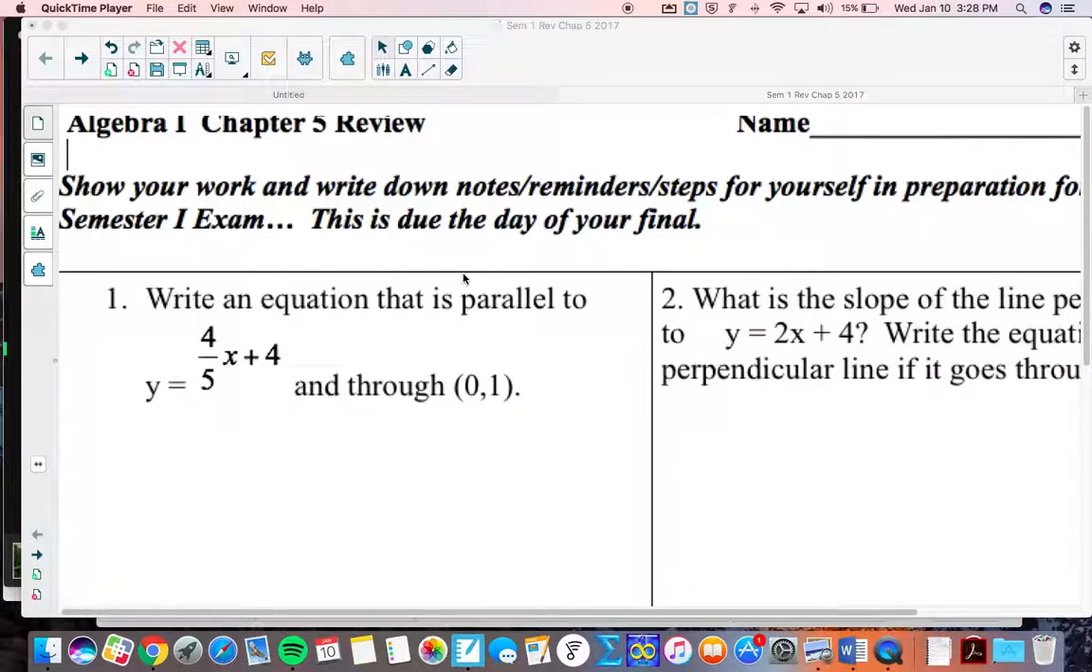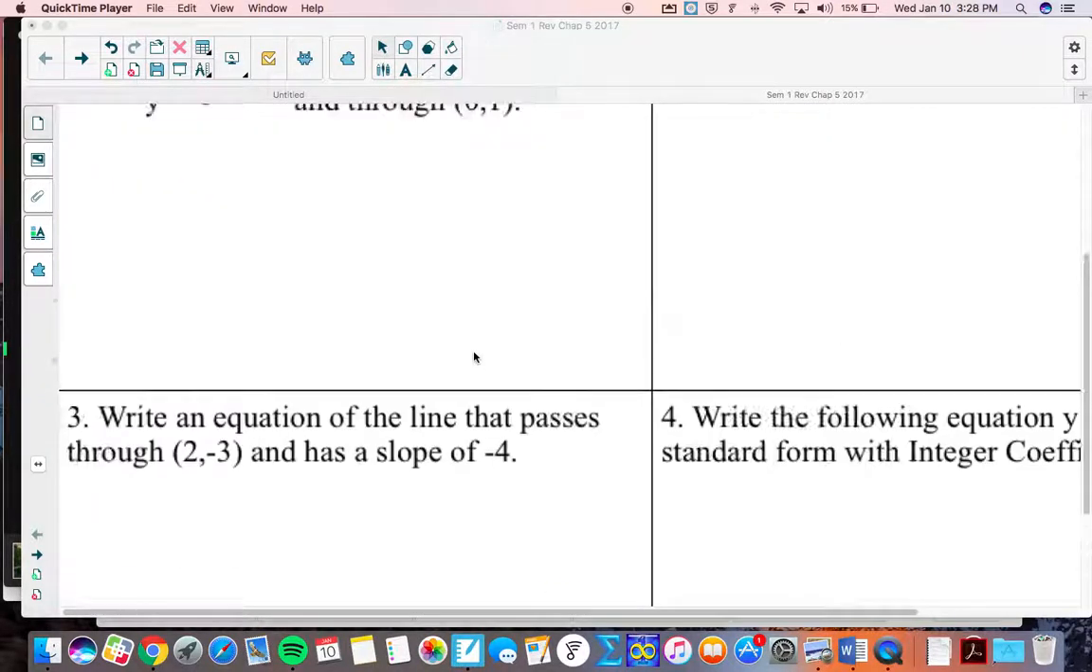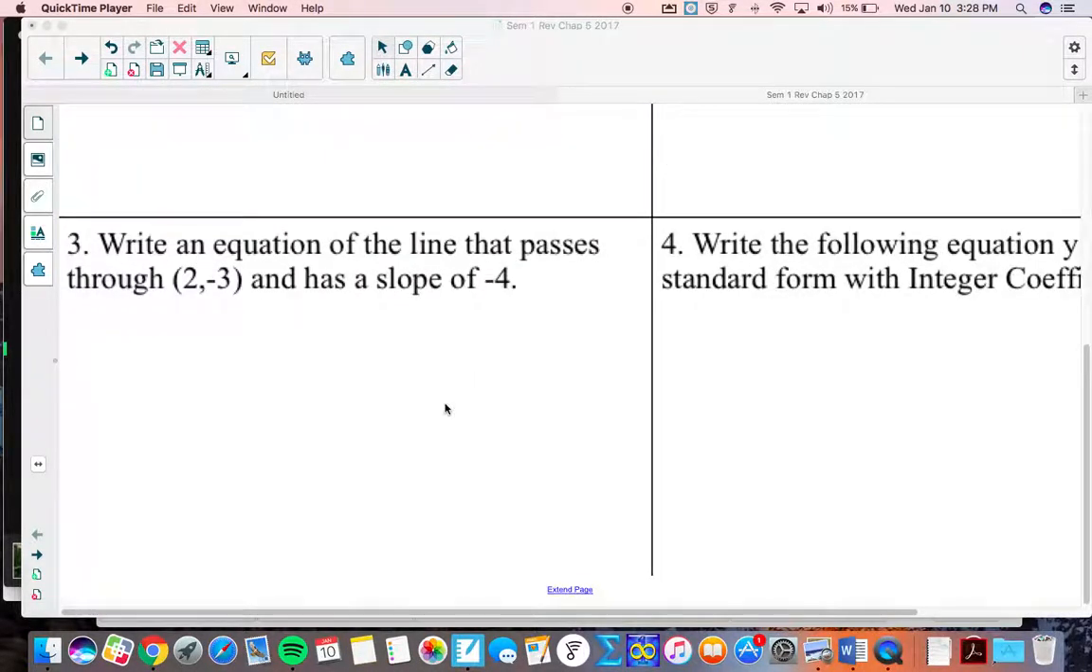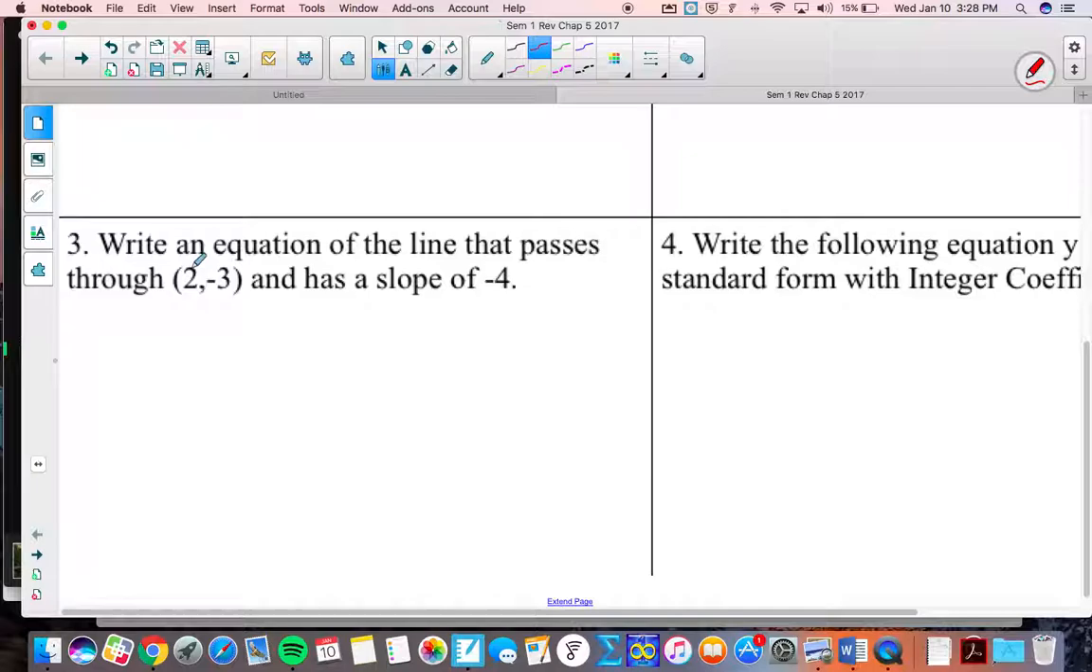Here's the review for chapter 5. You know what? I'm going to skip to number 3 because number 3 is actually a good warm-up for many of these. So, write an equation of a line that passes through the point (2, -3), so that's your x, and -3 is your y, and it has a slope of -4.